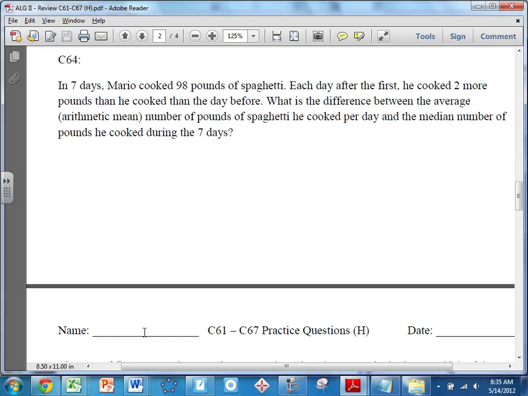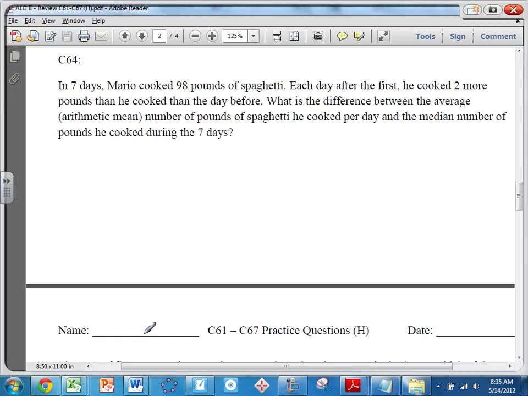Each day after the first, he cooked 2 more than the previous. So he started with some amount, and the next day he cooked 2 pounds more, and then 2 pounds more, and then 2 pounds more. So, John, what can I call the first day? Just X. If he cooks X on the first day, on the second day, how many does he cook? Just focus. X plus 2. What about the day after that? X plus 4, because he's adding how many pounds each day? 2 pounds, right? Hopefully I don't add 2 pounds every day. But he's adding 2 pounds of spaghetti here. So we got X plus 4 now.